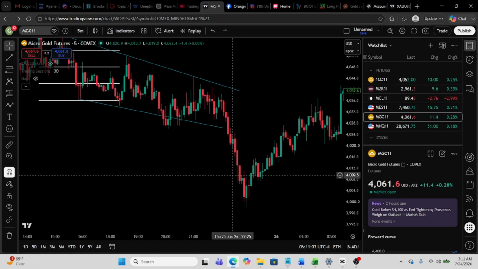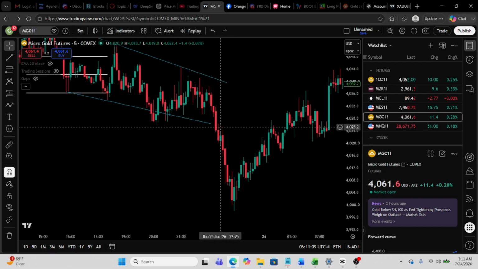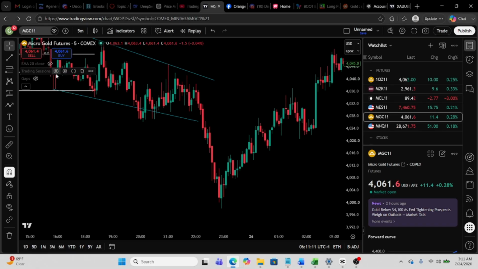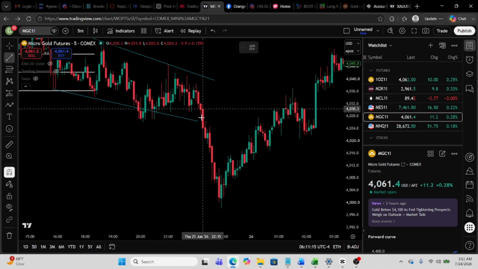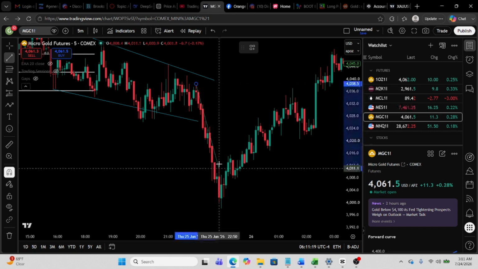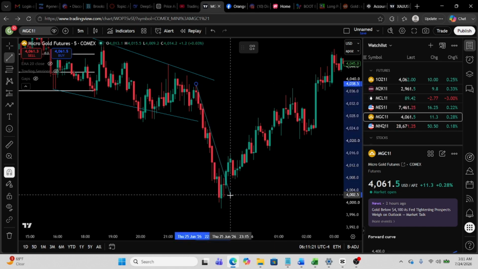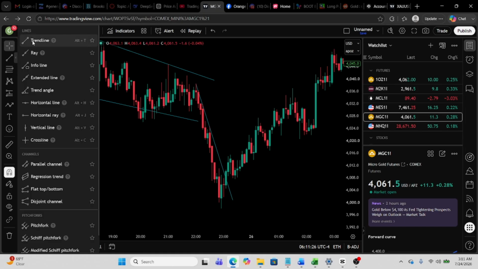Right, so where's our first pullback? Our first pullback is right here on this one. So that would begin the channel phase, but it's quickly met with another bear breakout. So if you really wanted to get in there, it's a very, very tight bear channel.